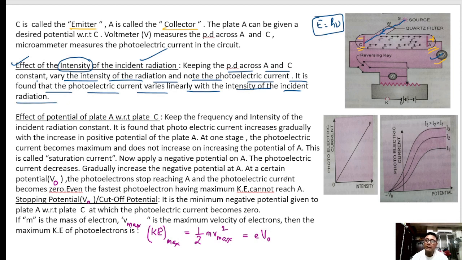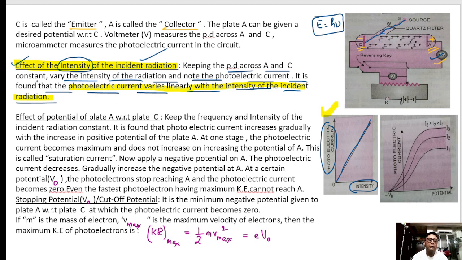Please watch here. As the intensity increases, the photoelectric current also increases. So it is a linear graph. This is the effect of the intensity of the incident radiation. That means the more the intensity, the more the photoelectric current. The photoelectric current varies directly with the intensity of the incident radiation. So this is the graph.